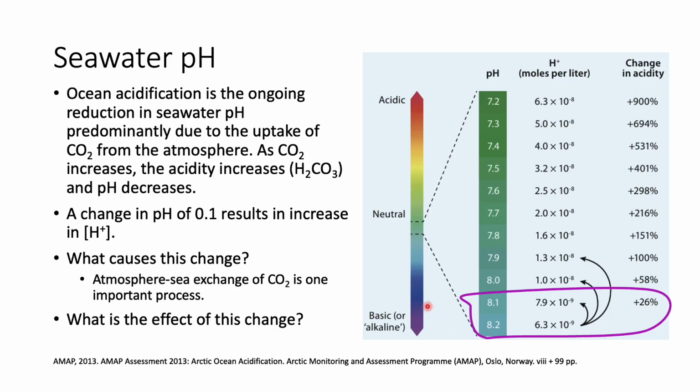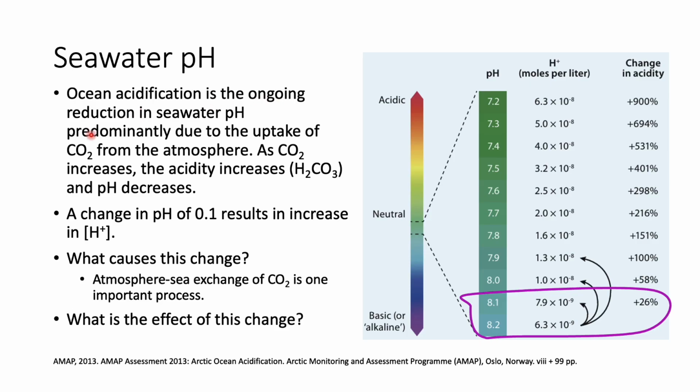Let us look at what seawater pH is. This is the main crux of ocean acidification. If you know the seawater pH, then we can understand what ocean acidification is. Ocean acidification is the ongoing reduction in the seawater pH, predominantly due to the uptake of CO2 from the atmosphere. So this is the basic definition. As the CO2 increases, the acidity increases, that is, the carbonic acid amount increases. In other words, the pH decreases. A change of pH of 0.1 results in an increase of hydrogen ion concentration. So this is what is actually happening.